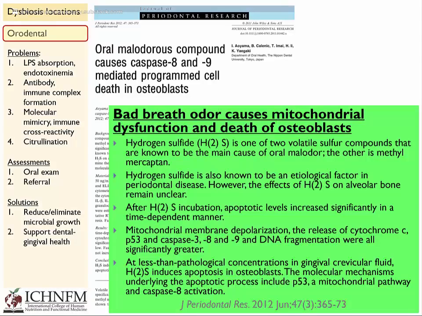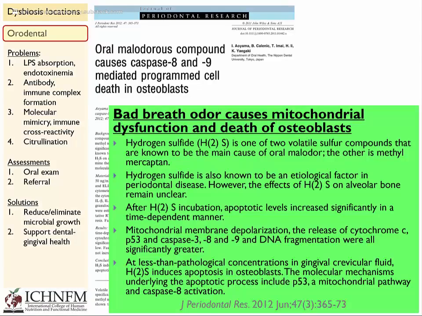Hydrogen sulfide is one of the two volatile sulfur compounds that are known to be the main cause of oral malodor. The other is methyl mercaptan. Hydrogen sulfide is also known to be an etiological factor in periodontal disease. After hydrogen sulfide incubation, apoptotic levels increase significantly in a time-dependent manner.